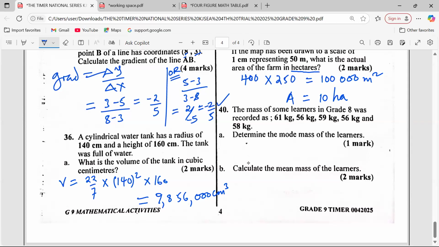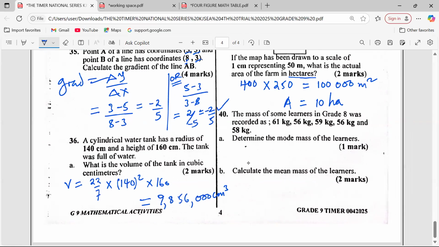Finally, we are at number 40, which is the last question in this paper. The mass of some learners in grade 8 was recorded as 61 kilograms, 56 kilograms, 59 kilograms, 56 again, and 58. Determine the mode mass of the learners. So you're supposed to know that in data like this, mode is the most occurring item. 56 is here and also 56 again. There is no value which is repeating itself except 56. So it is only the mass of 56 which is occurring twice. The others, each once. Therefore, the mode is 56.